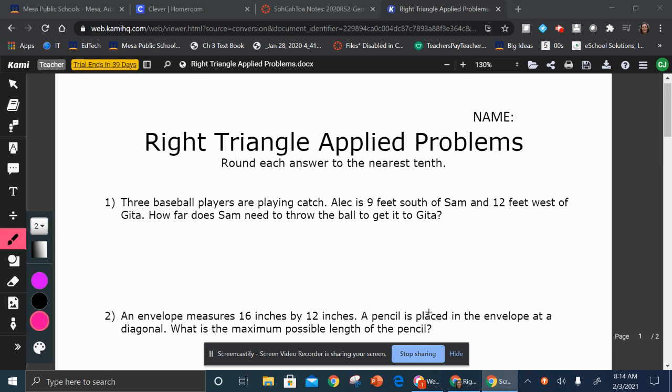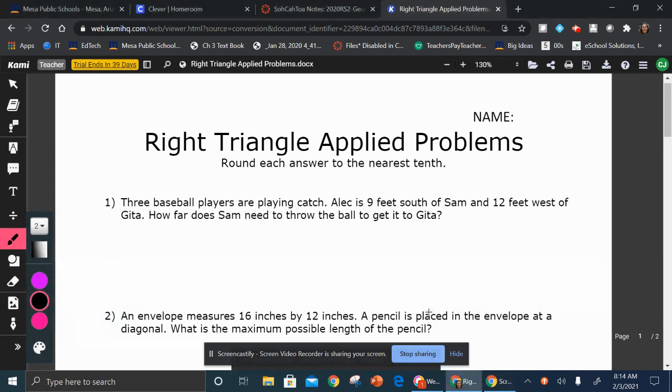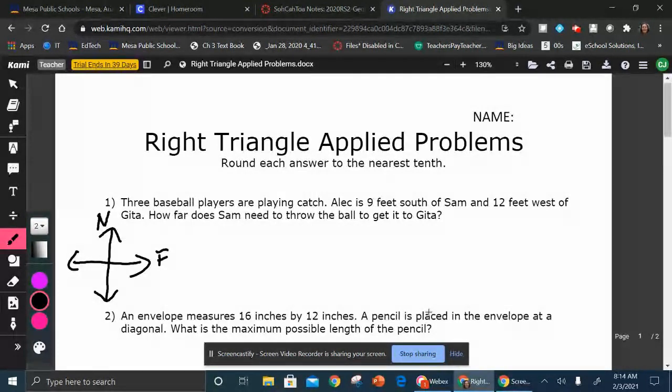Good morning. So we are going to work on our right triangle application problems, everybody. Remember, we want to start with drawing our directions. So remember, we have north, east, south, and west. Okay, so Alex is 9 feet south of Sam. So Alex is going to be here. Sam's going to be here.